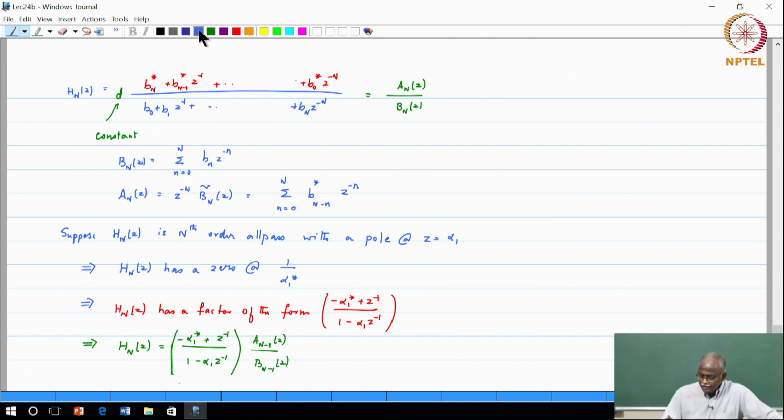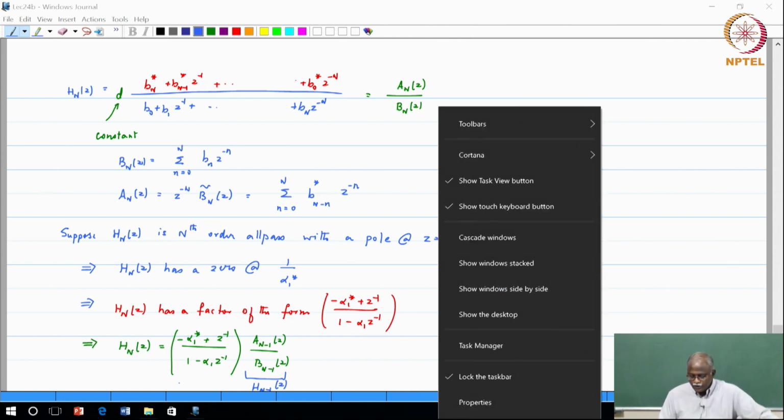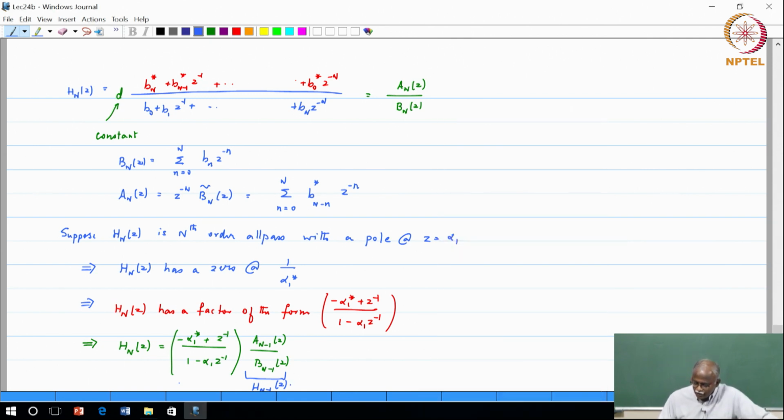If I call this h n minus 1 of z, now h n minus 1 of z also is an all pass, because h n of z is an all pass. So then this becomes an all pass of order n minus 1.